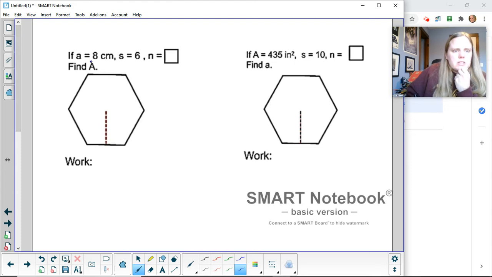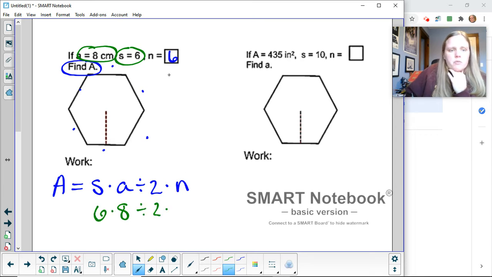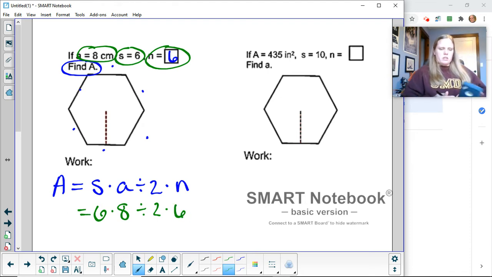So here we go. First one says, find capital A. So that's just the area formula flat out. So I'm just going to write that formula. Side length times apothem divided by 2 times n. Okay, n would be the number of sides, and that's missing up here. So 1, 2, 3, 4, 5, 6 sides. Okay, total coincidence that the side length and the number of sides happen to be the same thing. That's not always the case. All right, I'm going to plug in my numbers. A is going to be 8. S is going to be 6. Still have the divide by 2 because that's part of the formula. And then n is 6. And then we just plug it all into our calculator.